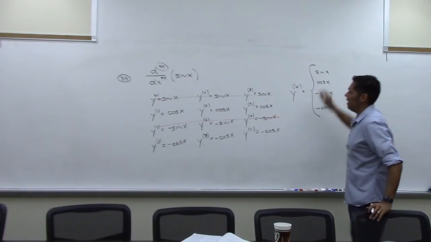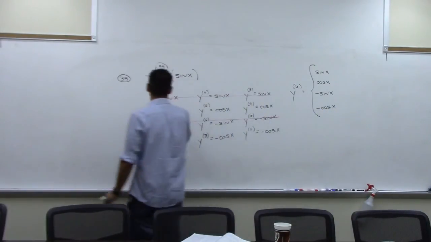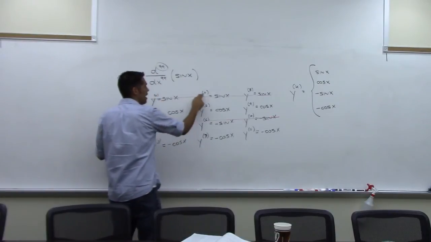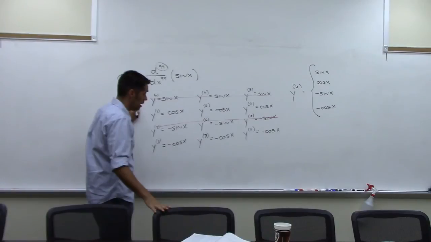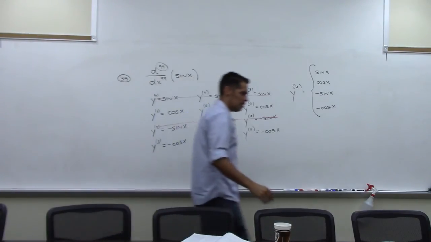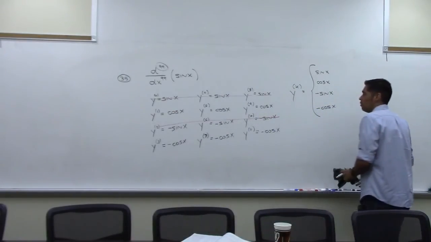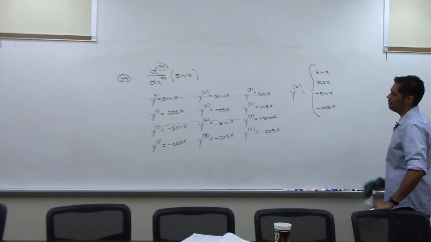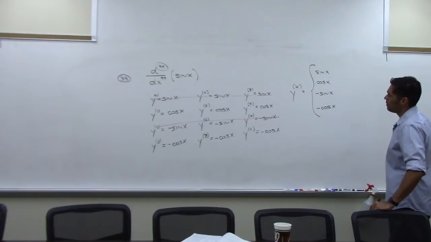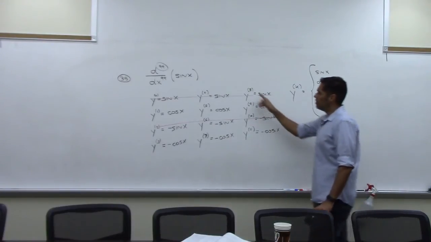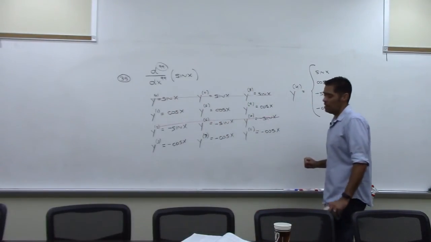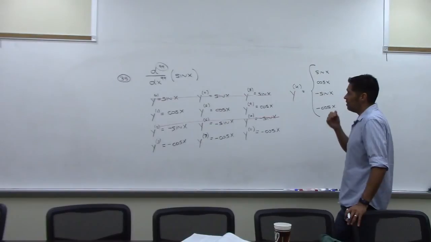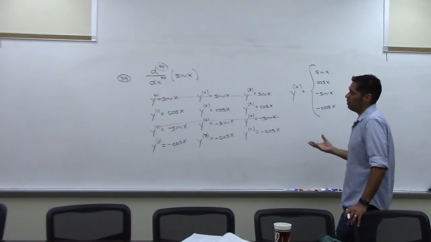We will get sine x if the k we have here is a multiple of 4. So how do I say that, if k is a multiple of 4? Well, there's kind of a different way to approach it. We can say all of these numbers, if you divide them by 4, you get a nice integer number.